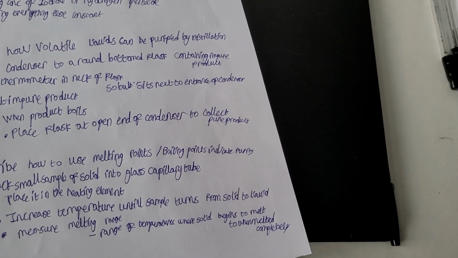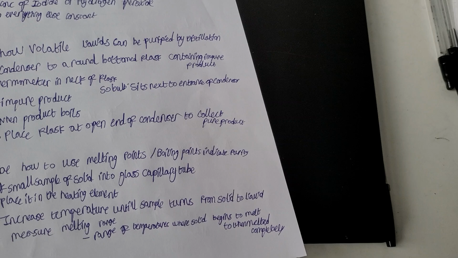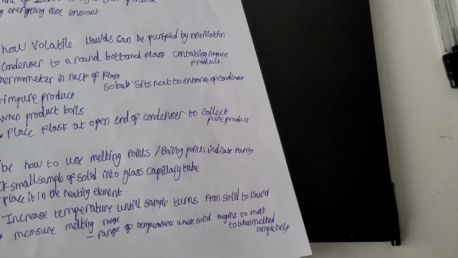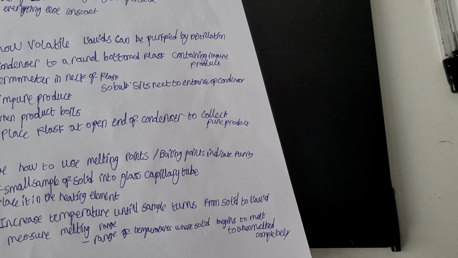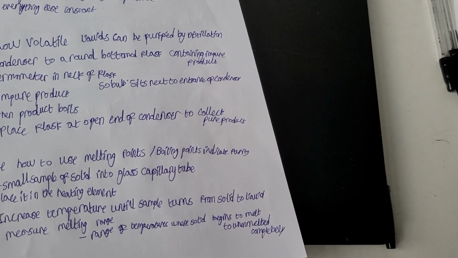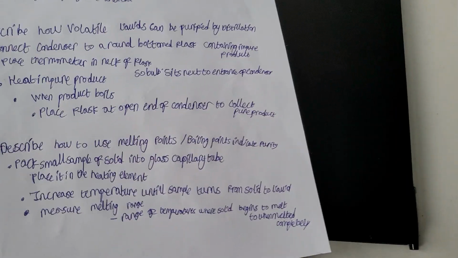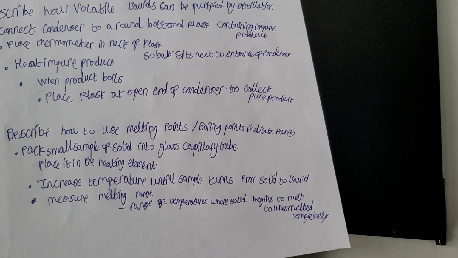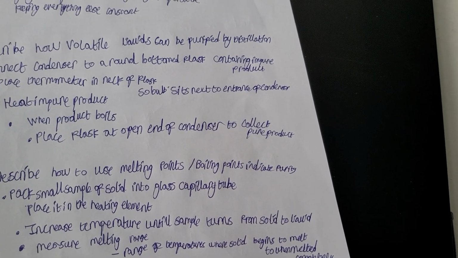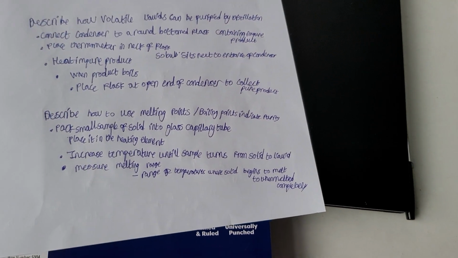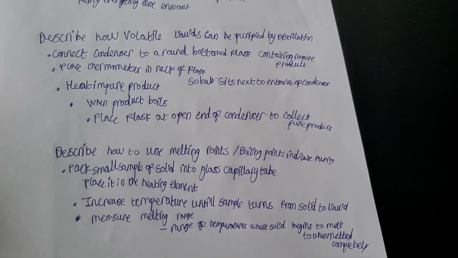a liquid. And then we want to measure the melting point, and the measure of the melting point is a range of temperatures, from where the solid begins to melt to when it has melted completely. And then you can compare your values with a data book or look it up, and then you'll be able to indicate the purity.